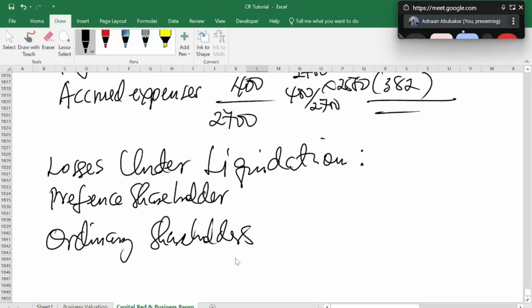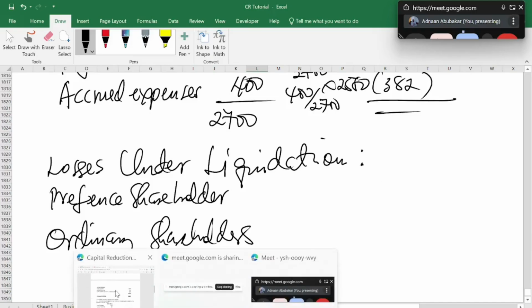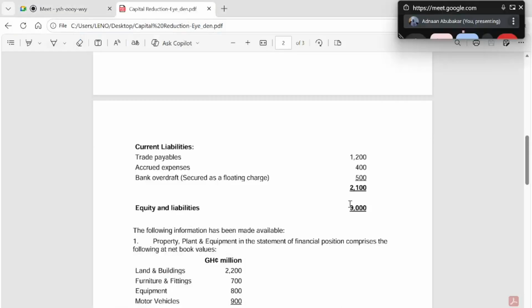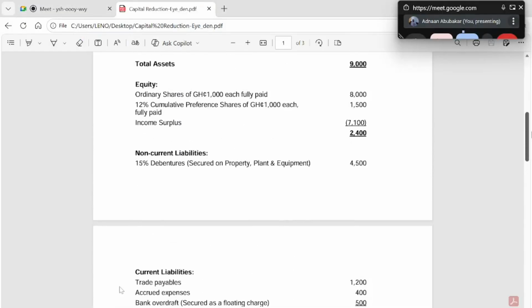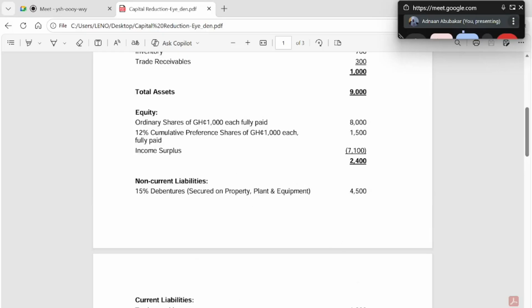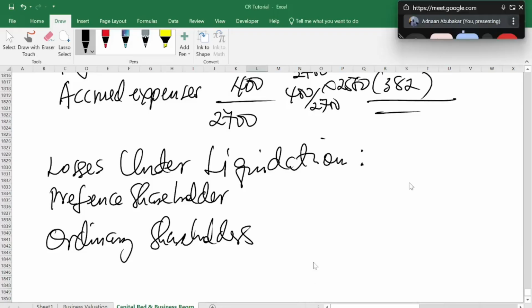Right? Okay. So how much is preference shareholders? Let's go into the question and find the preference shareholders. Go to equity. Preference shareholders is 1,500. They will not get anything. They couldn't benefit anything, so they will lose. So this one is 1,500. And then a percentage of their loss.